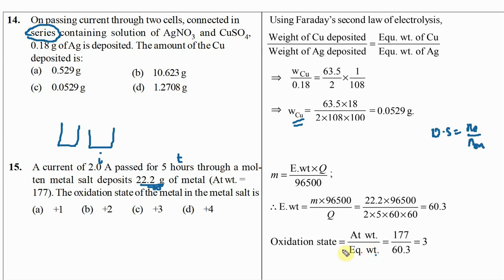Now where do we get this? Oxidation state is nothing but your n factor here. Number of electrons in oxidation state, so it is equal to n factor. So n factor is molecular weight or atomic weight, molecular weight if it's a compound, atomic weight if it's an element, divided by equivalent weight. It's just the same concept asked in different ways.